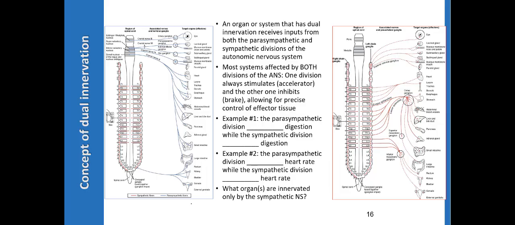Next thing I want to do is talk about the concept of dual innervation. So dual innervation is when an organ or system receives input from both the parasympathetic and the sympathetic divisions of the nervous system, of the ANS. Most systems are influenced by both divisions, where one of them acts as an accelerator and the other one acts as a brake. And this allows precise control of effector tissue.